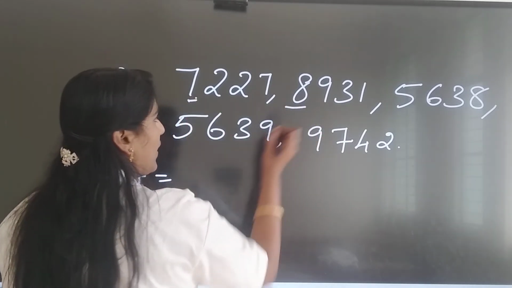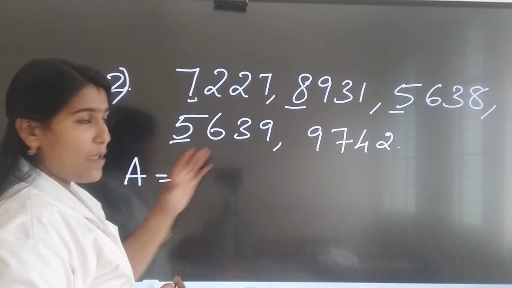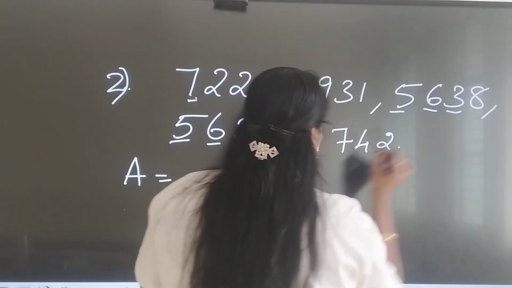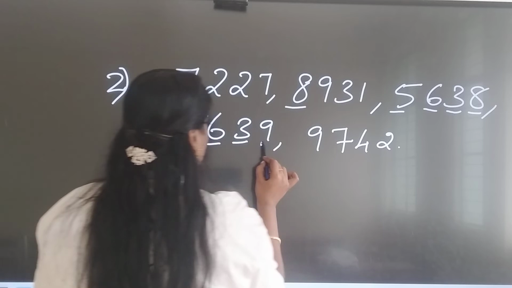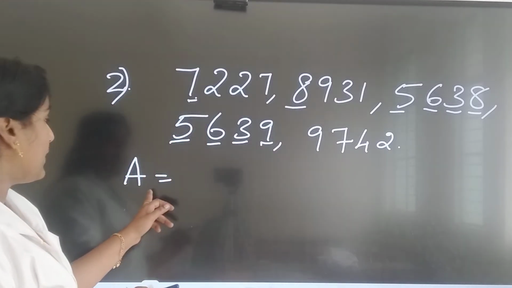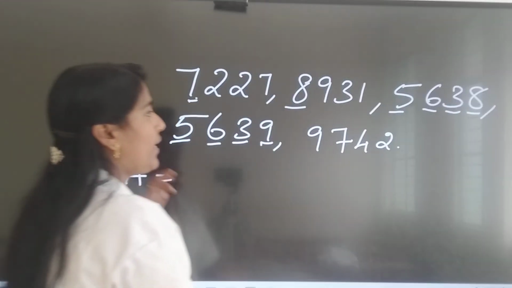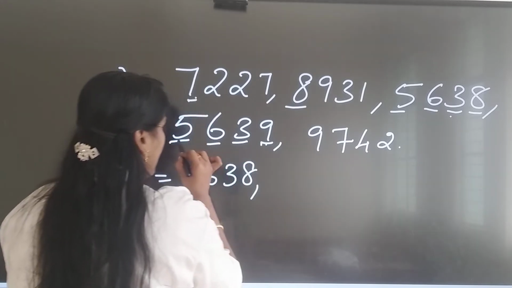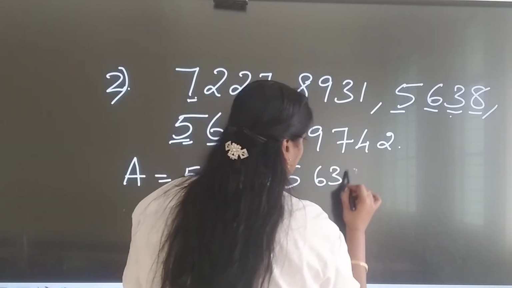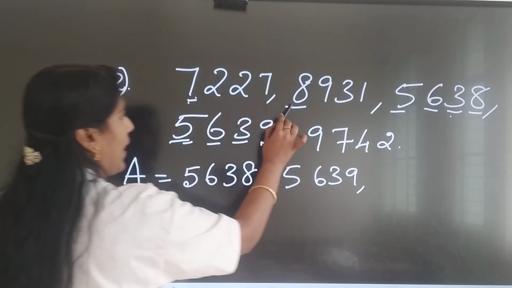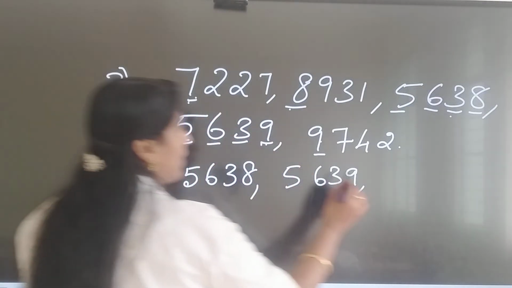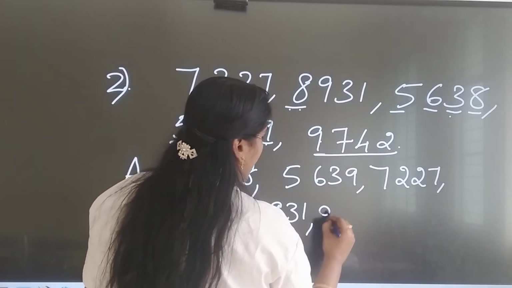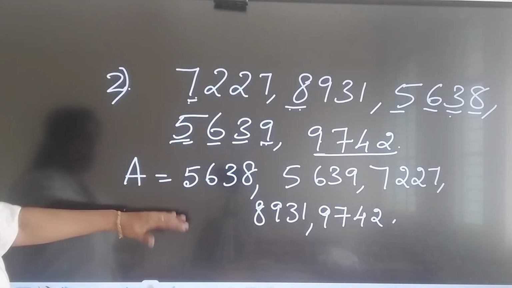Comparing these numbers, first we compare the first digits. Here 5 and 5 are the smallest, same numbers. Then go for the next: here it is also 6, here it is also 6. Then go for the next: here it is 3, here it is 3. And see the last digit: here it is 8, here it is 9. Which one is the smaller? Ascending order is from the smallest to the greatest, so the smallest number is this one, 8 is smaller than 9. So we take 5,638. Then 5,639. Then compare the other three, that is 7, 8, 9 in the thousands place. So 7,227, then 8,931, and the last one 9,742. This is the way of arranging the numbers in ascending order.